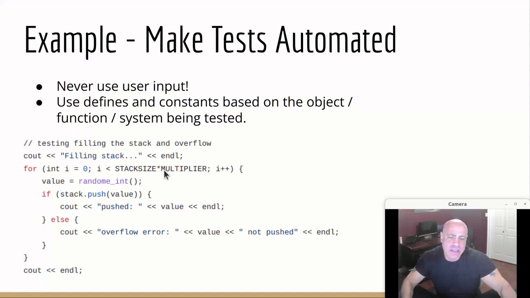The problem is chances are you're not going to remember, right? You're going to change your stack size. You're going to forget to change your test. And now it's an invalid test. It doesn't work anymore. Okay, but this way it always keeps up.